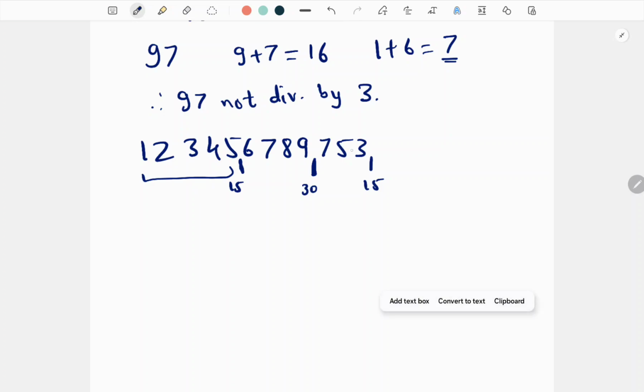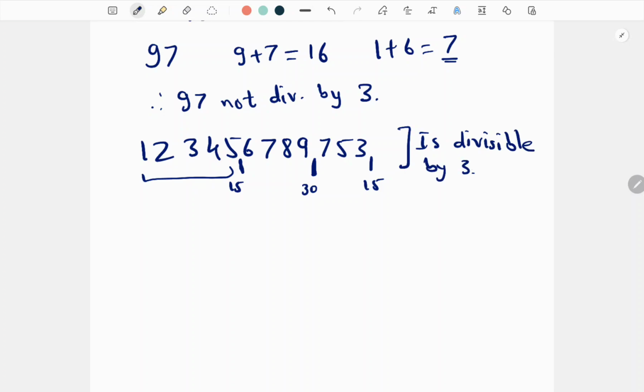And 7 plus 5 is 12 plus 3 is 15. So each of these individual numbers, 15, 30 and 50, they are all divisible by 3. So their addition is divisible by 3. So this number is divisible by 3. Or we can add all the numbers and their addition will be 60. The addition of all of these is 60. 60 is clearly divisible by 3. So this whole number is divisible by 3.